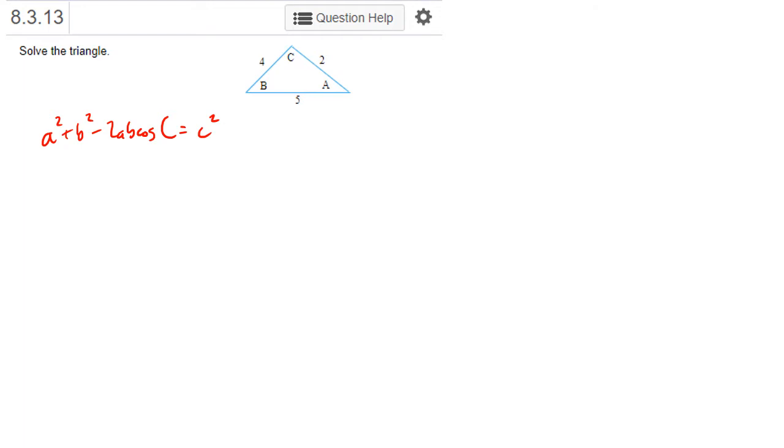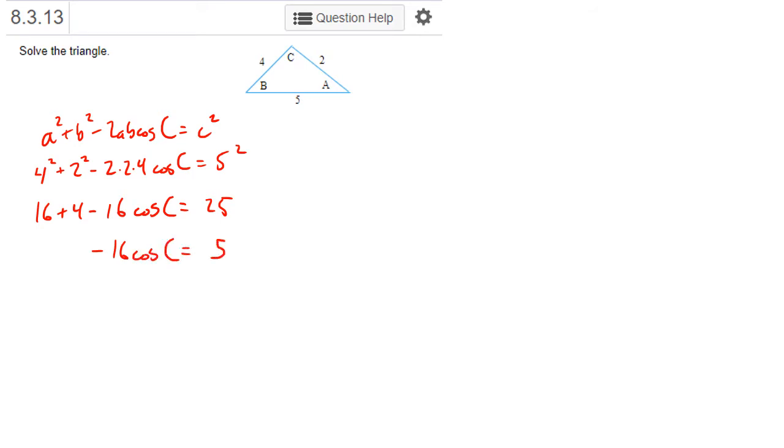Because I know all the sides, we get 4 squared plus 2 squared minus 2 times 2 times 4 times the cosine of angle C, which we don't know, is equal to little c squared, that's 5 squared. So 16 plus 4 minus 16 cosine of C is equal to 25. 16 plus 4 is 20. Subtract that over, we get negative 16 cosine of C is equal to 5. Cosine of C is equal to negative 5 over 16. So C is the arc cosine of negative 5 over 16. If I punch that into a calculator, arc cosine of negative 5 over 16, I get 1.89.